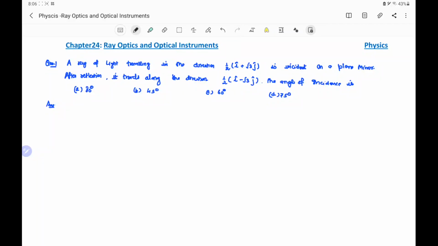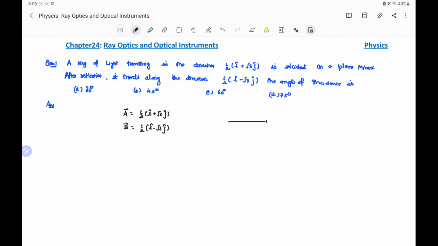First question: a ray of light traveling in the direction 1/2 i plus root 3 j is incident on a plane mirror. So the wave is traveling in the direction of vector A, given by 1/2 i plus root 3 j. After reflection, it travels along the direction 1/2 i minus root 3 j. This direction is given by vector B, that is 1/2 i minus root 3 j.